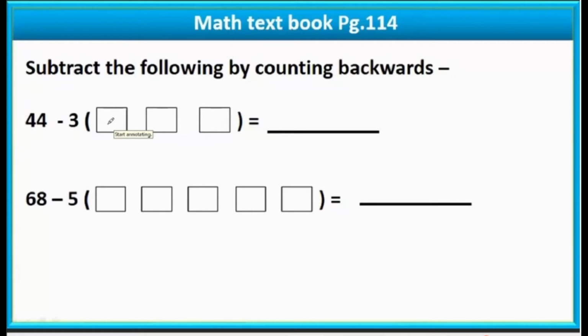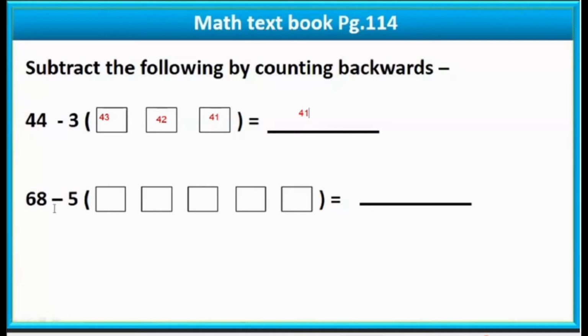Shall we do it in the mind calculation? 44 in the mind, 3 in the finger. Before 44: 43, 42, 41. So what will be the answer? The answer will be 41. Very good, superb. Shall we do the next sum?